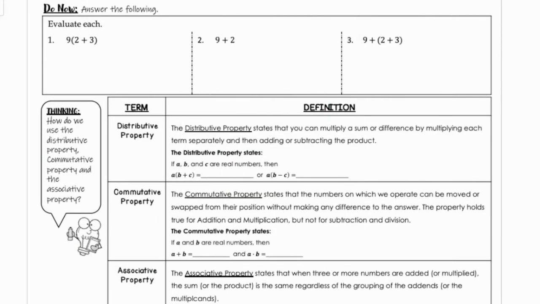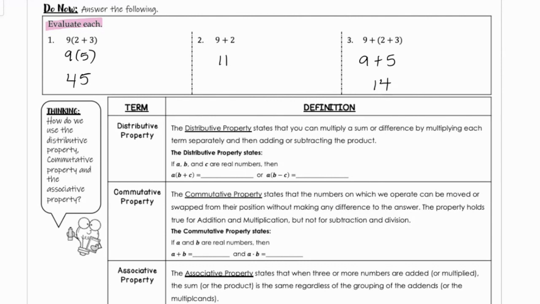Okay, hey guys, so let's look at our do now. For our do now for today, it says evaluate each. So I want you guys to pause the video, try these three problems on your own, and let's see if we get the same answer. I will walk you through it after you try it yourself. So pause the video.